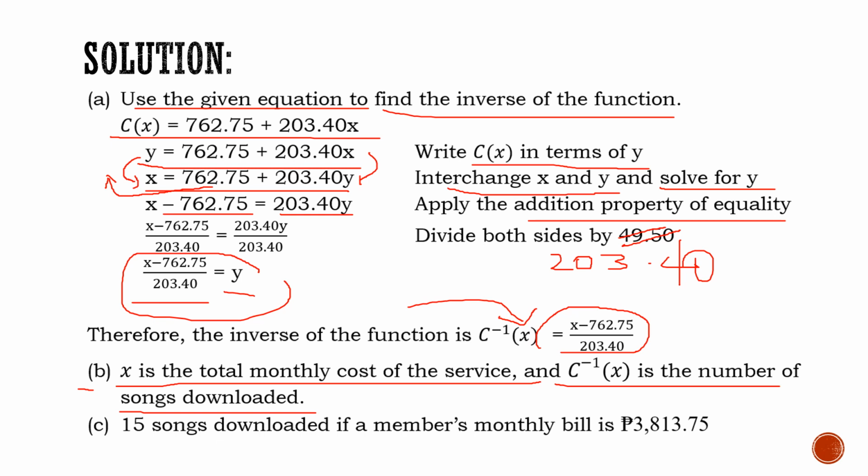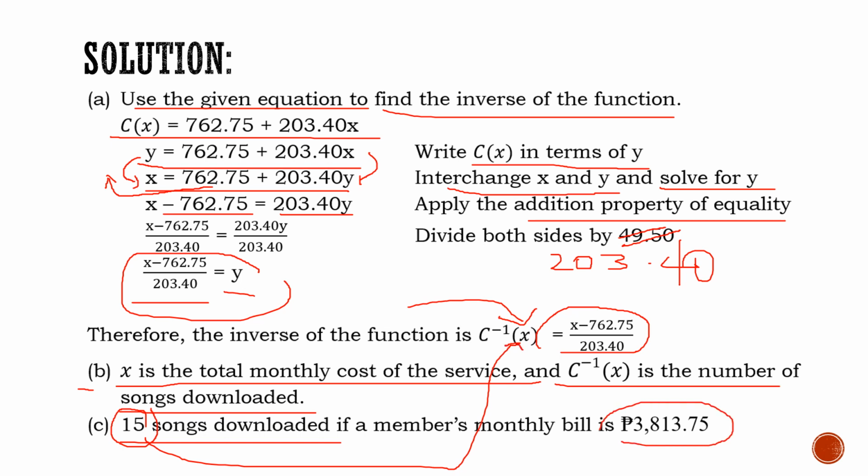So, what will be the monthly bill of our members if 15 songs are downloaded? We just simply substitute this 15 into the variable in your function, and we arrive at this value, which is 3,813.75 pesos. So that will be the member's monthly bill if 15 songs were downloaded.